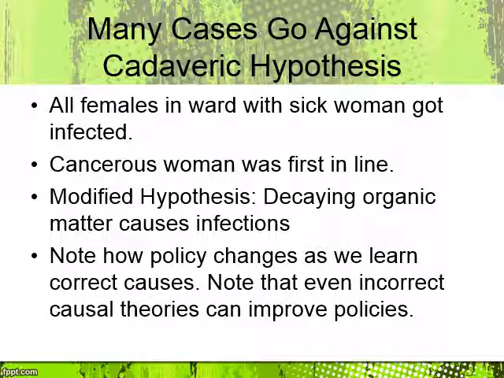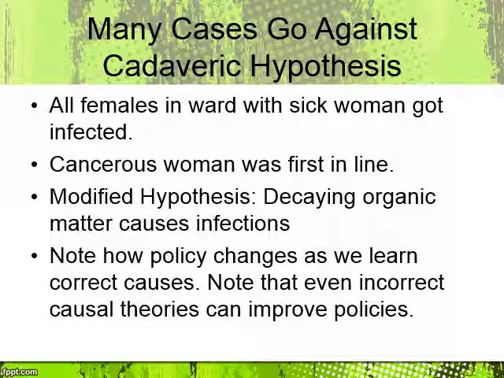For example, there was a case in which even after washing, all females in a ward with a sick woman got infected because the sick woman was the first in line. She had cancer, and when students examined her, they picked up infectious material and they transferred it to the next one in line. And so Semmelweis modified his hypothesis and said that decaying organic matter causes infections.